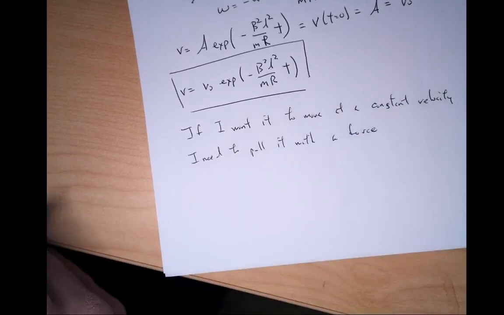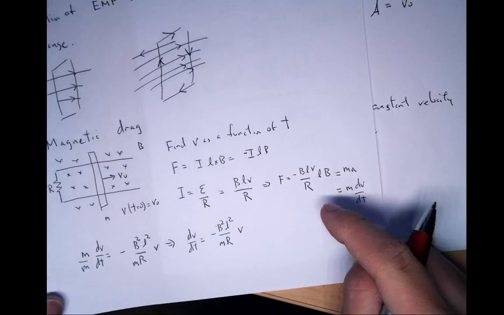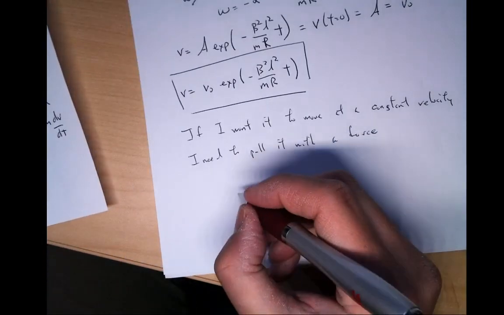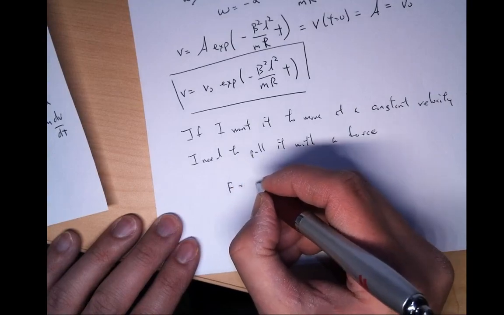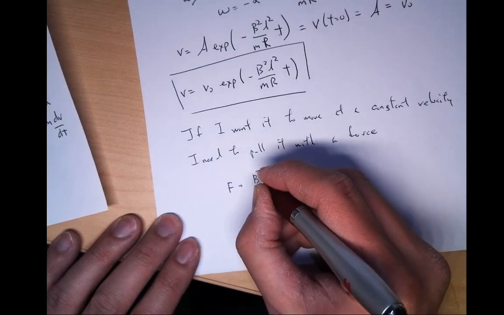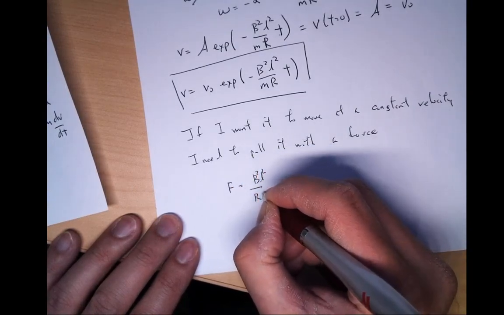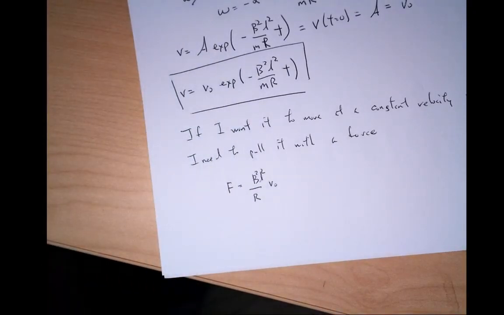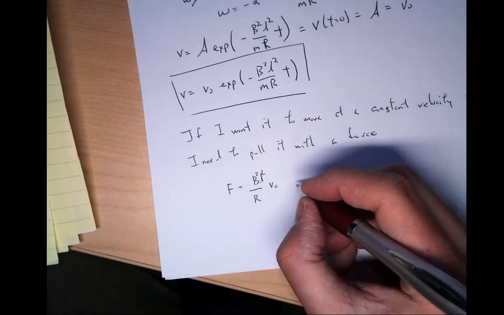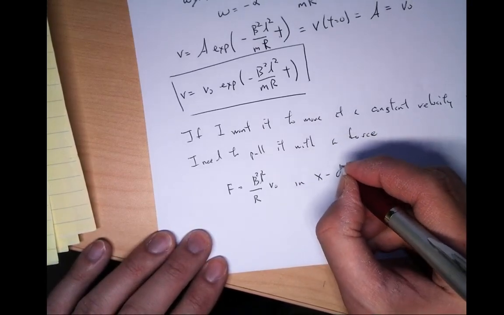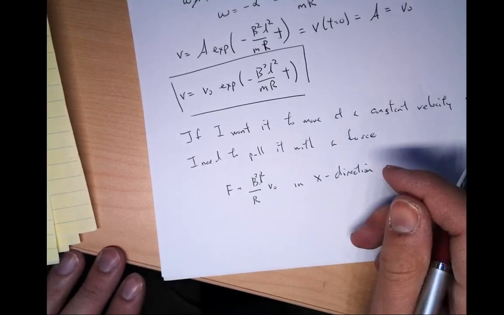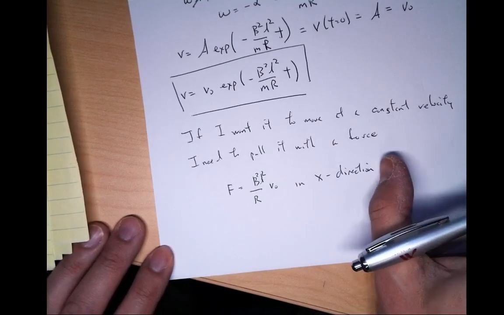Well, let's go back to that. That's the force right there, but with v equals v0. So I need to pull it with force F equal to B squared L squared over R, times v0, if I want to move it at constant velocity in the x direction.